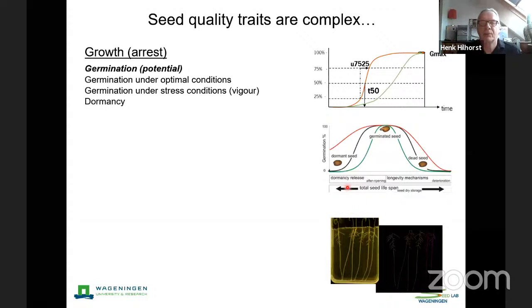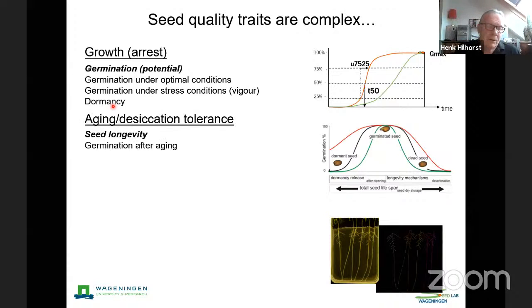Now here are a couple of examples of seed traits that are involved in the total picture of seed quality. So the biological process growth or arrest of growth is referring to germination or the germination potential of seeds. So germination under optimal conditions, and most importantly, germination under stress conditions, which is also called vigor. So seeds with high vigor are able to germinate and to produce seedlings under stress conditions like drought or salt. And then dormancy. And dormancy, of course, is an arrest of growth.